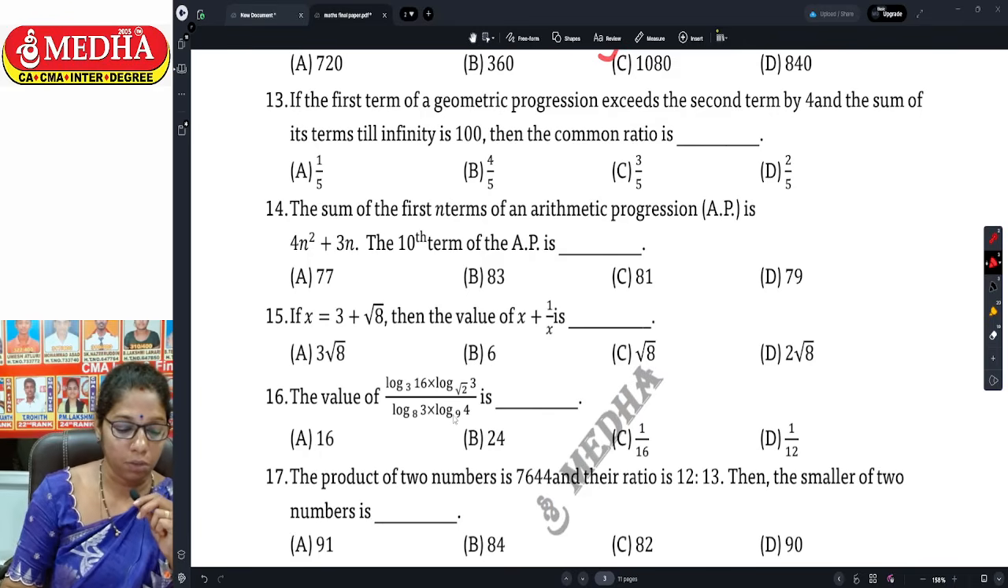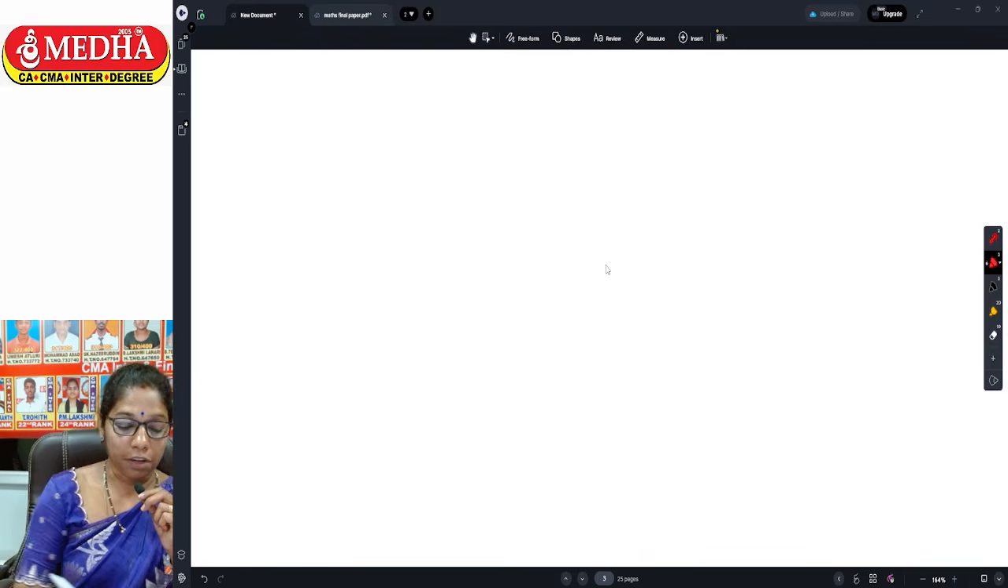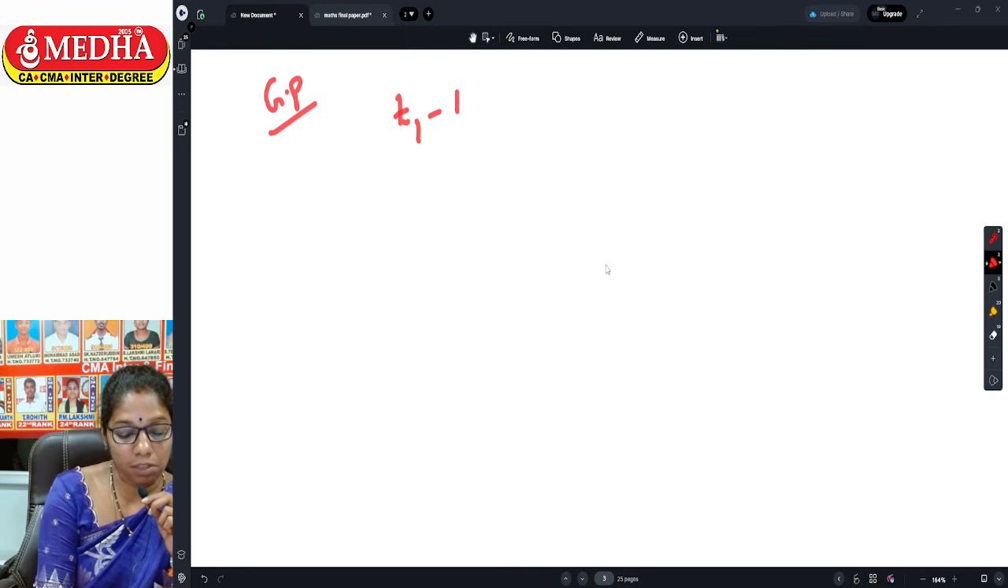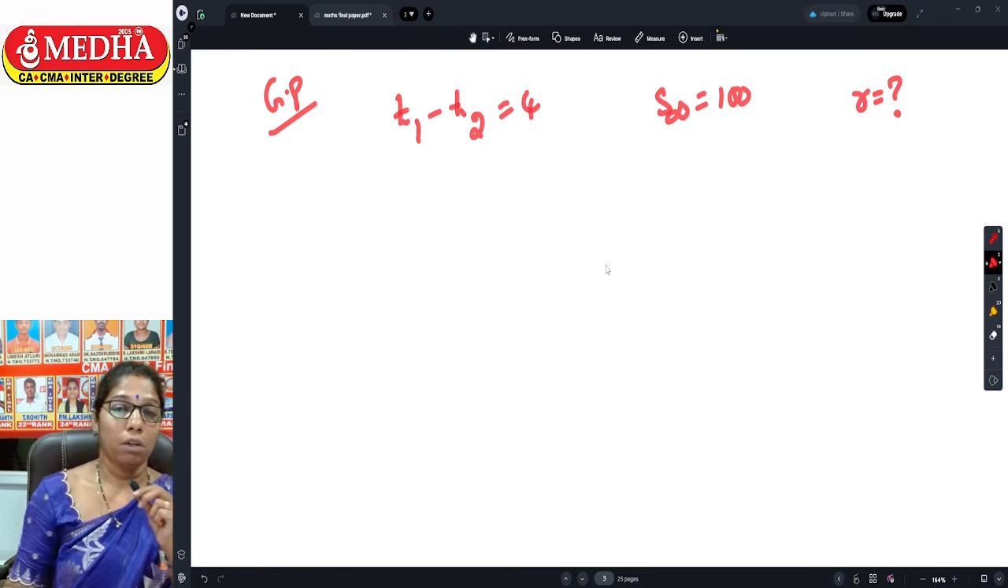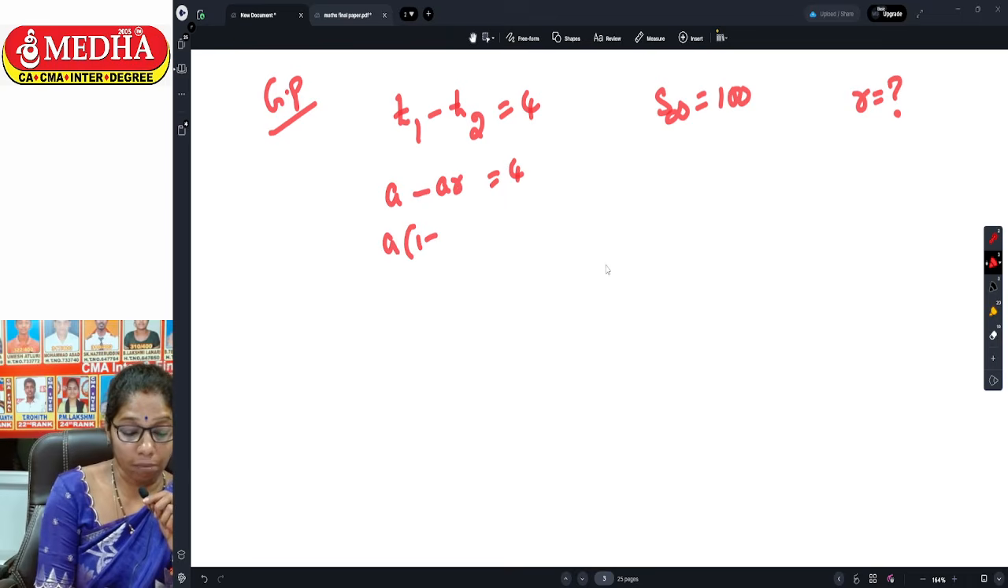Find the common ratio. From this question, the difference between the first term and the second term is 4, and S infinity is equal to 100. Find the common ratio. In the GP series, the first term is A and the second term is AR, so A of 1 minus R is equal to 4. So A is equal to 4 by 1 minus R.